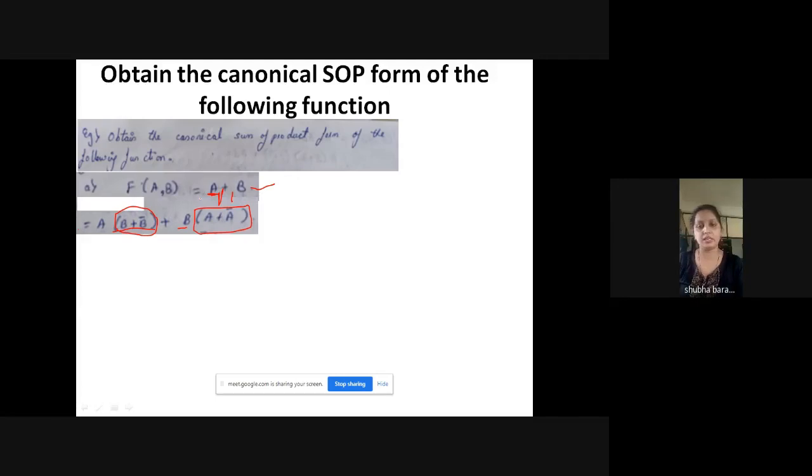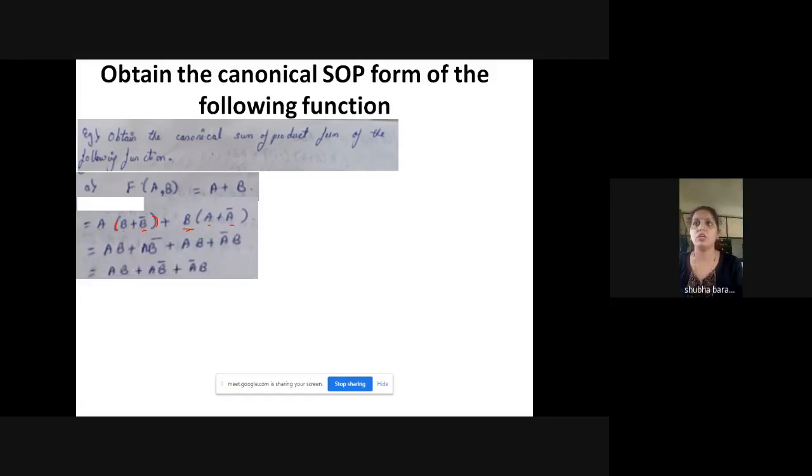Okay, up till here is that clear? Yes, ma'am. Okay, so next step is what? I open the bracket. We open this bracket, I'll open this bracket. So I'll have AB plus A B bar, then AB plus A bar B. Okay, see, I have AB, I have A B bar, I have AB, and I have A bar B.